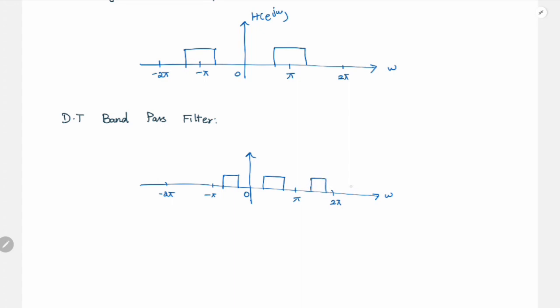So here also you will have same. Here also around minus 3 pi you are going to have this kind of shape. 3 pi you will have this kind of shape. So this is your band pass filter.